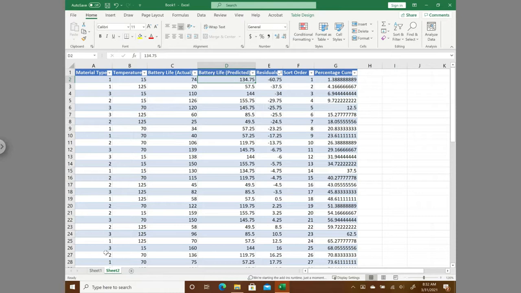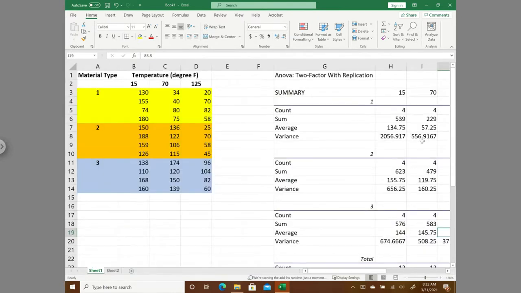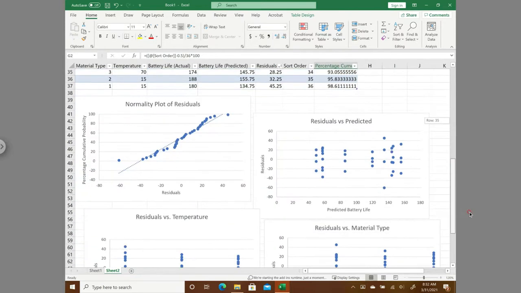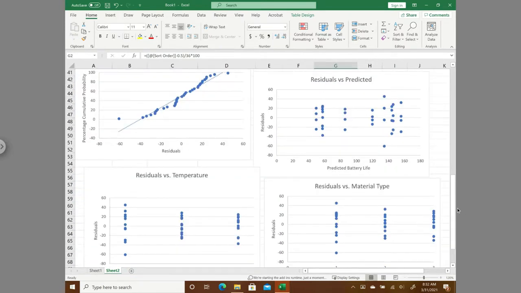Predicted values you can get from the averages from your ANOVA analysis. Then residuals is basically the difference of these two, actual minus predicted. Then we have to sort them in ascending order. We have to give them a sort rank, and then we have to use this formula here for percentage cumulative probability. And once we have those data, we can plot these interesting residual charts for residual analysis.